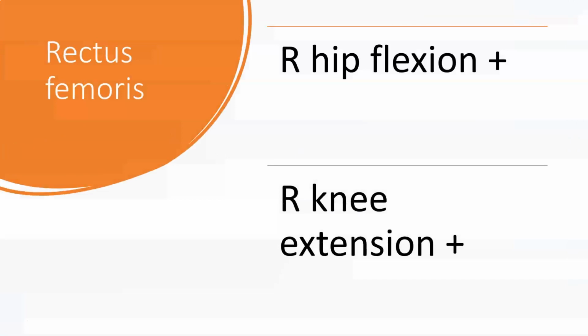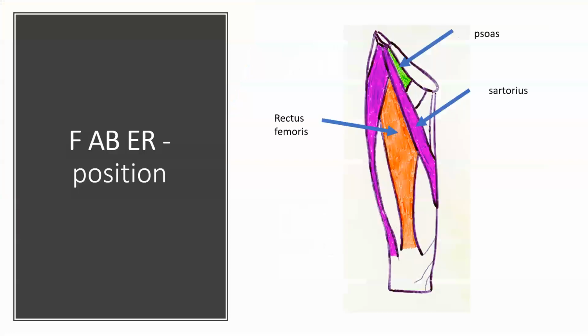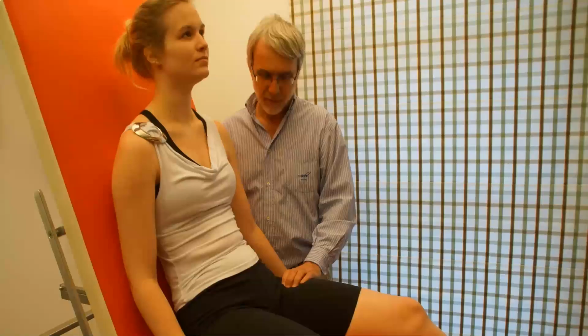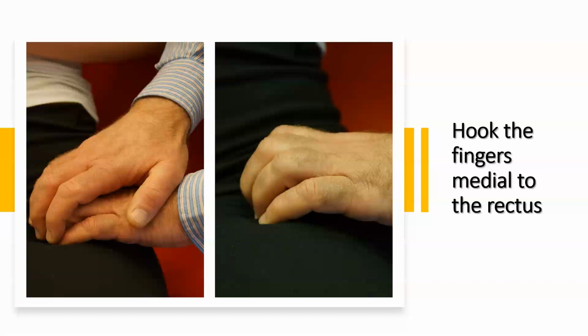A rectus lesion, well, you're also going to have resisted hip flexion, which is painful, but also the resisted knee extension. And as I just mentioned, you find the rectus lateral from the sartorius, so you ask the patient to adopt the Faber position again, and then you really hook with your fingers over the rectus. So we really have a sharp and a deep contact, but then you can feel the rectus very clearly.